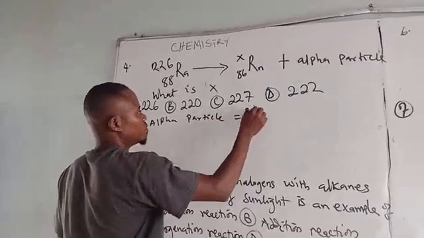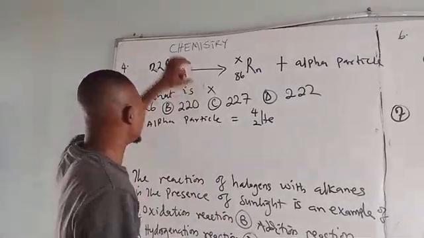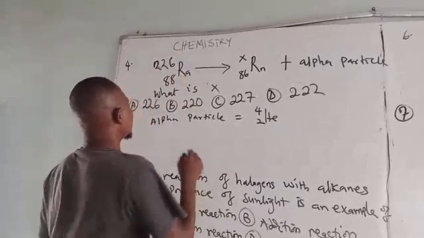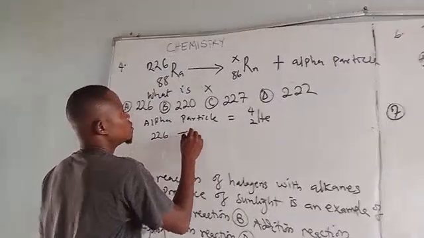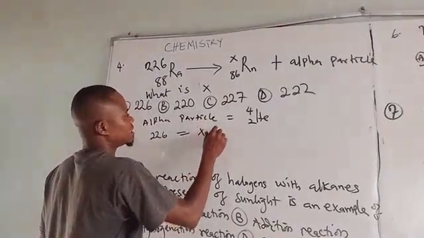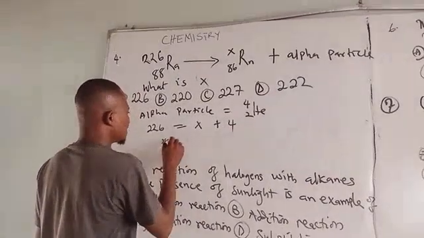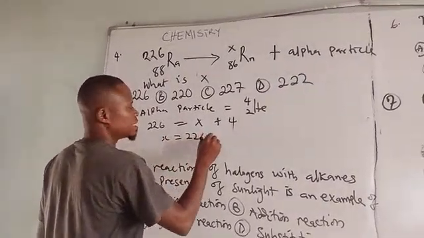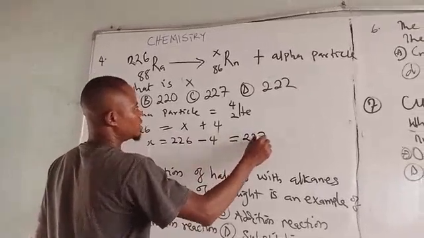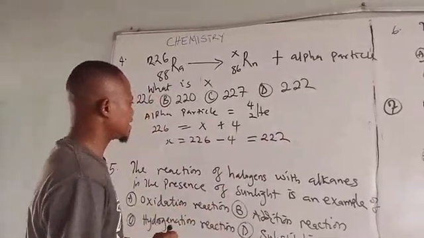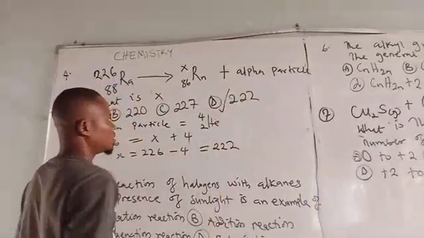is a helium atom. So it means a helium atom was given out of this. So that we're going to have that 226 will be equal to what? X plus 4. So X will be equal to 226 minus 4, and that will be equal to 222. So X is actually 222, and the correct answer is option D.